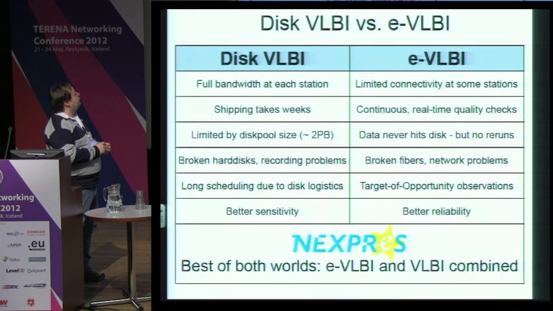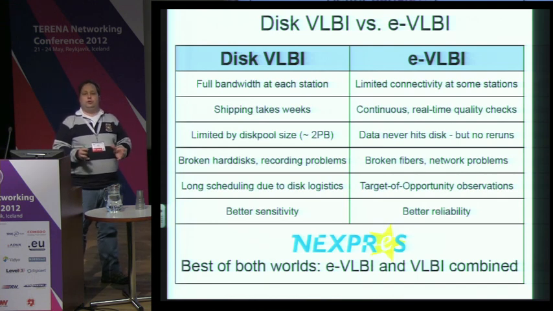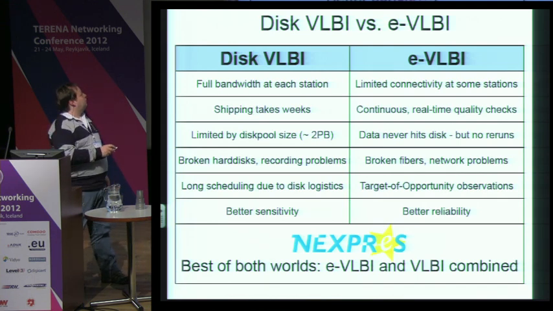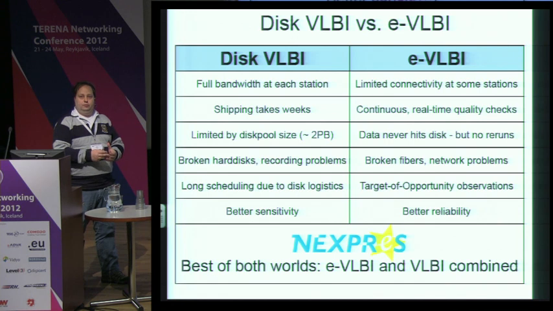So there's disk VLBI and there's eVLBI. And as I said, at the moment, there are basically 2 worlds next to one another. And we want to combine them. And why do we want that? If you record on disk, local at the telescope, it doesn't really matter how much network capacity they have. It goes on disk and we can just ship it later on.